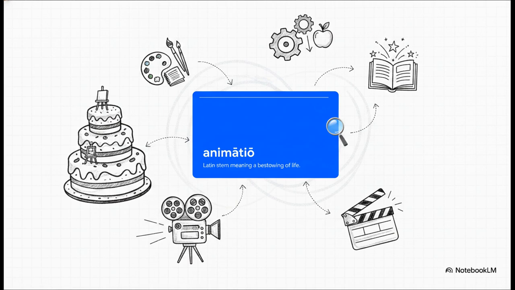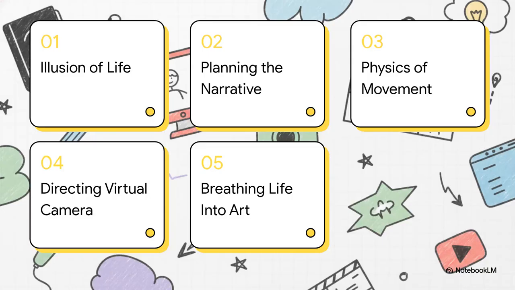The term animation stems from the Latin animatio, which translates to a bestowing of life. And actually, bestowing that life isn't just about making a drawing move from point A to point B. It's way more complex than that. It requires stacking multiple disciplines, things like art, physics, storytelling, and cinematography, all together, almost like a perfectly structured, heavily layered cake. To really understand how this works, we're going to build the process layer by layer today.